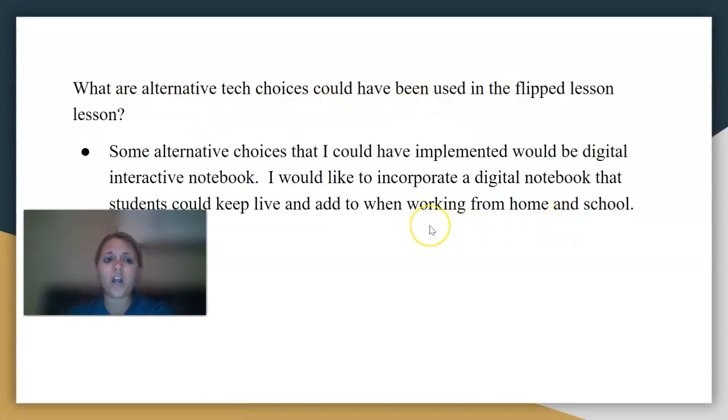What alternative tech choices would I use in the flipped lesson? Some alternative choices that I could have implemented would be a digital interactive notebook. I would like to incorporate a digital notebook that students could keep live and add to when working from home and at school. So I taught the Avid elective class and we had some form of a digital binder, but it took a lot of practice and work and we never fully implemented it.